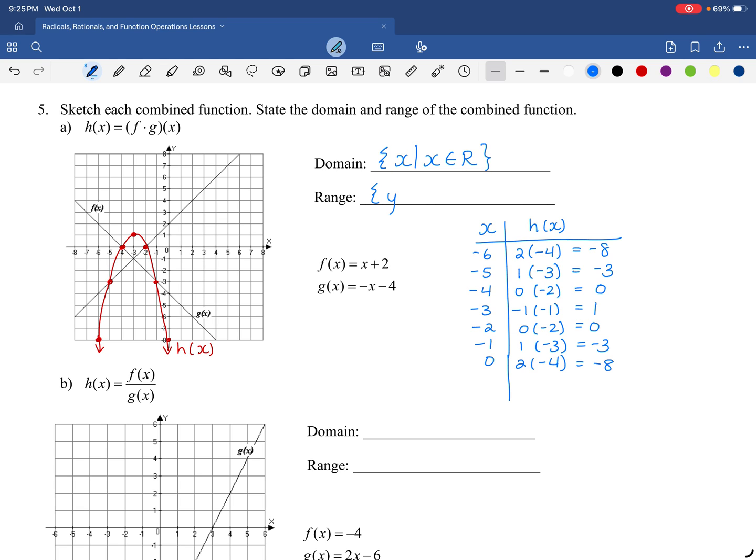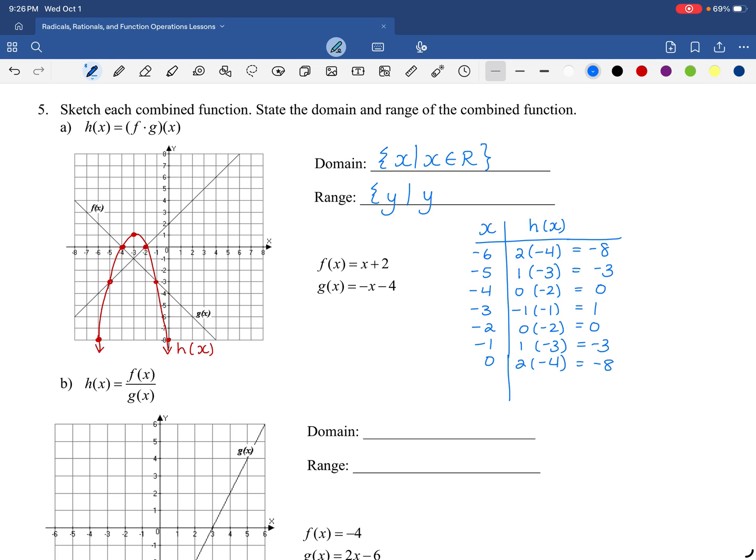The range is coming off the picture of the graph. So if you could not clearly see that the vertex was sitting at (-3, 1), we would have to actually create the product function and graph it on our calculator, because remember, the ranges always come from the graph. Okay, this one I can see clearly.